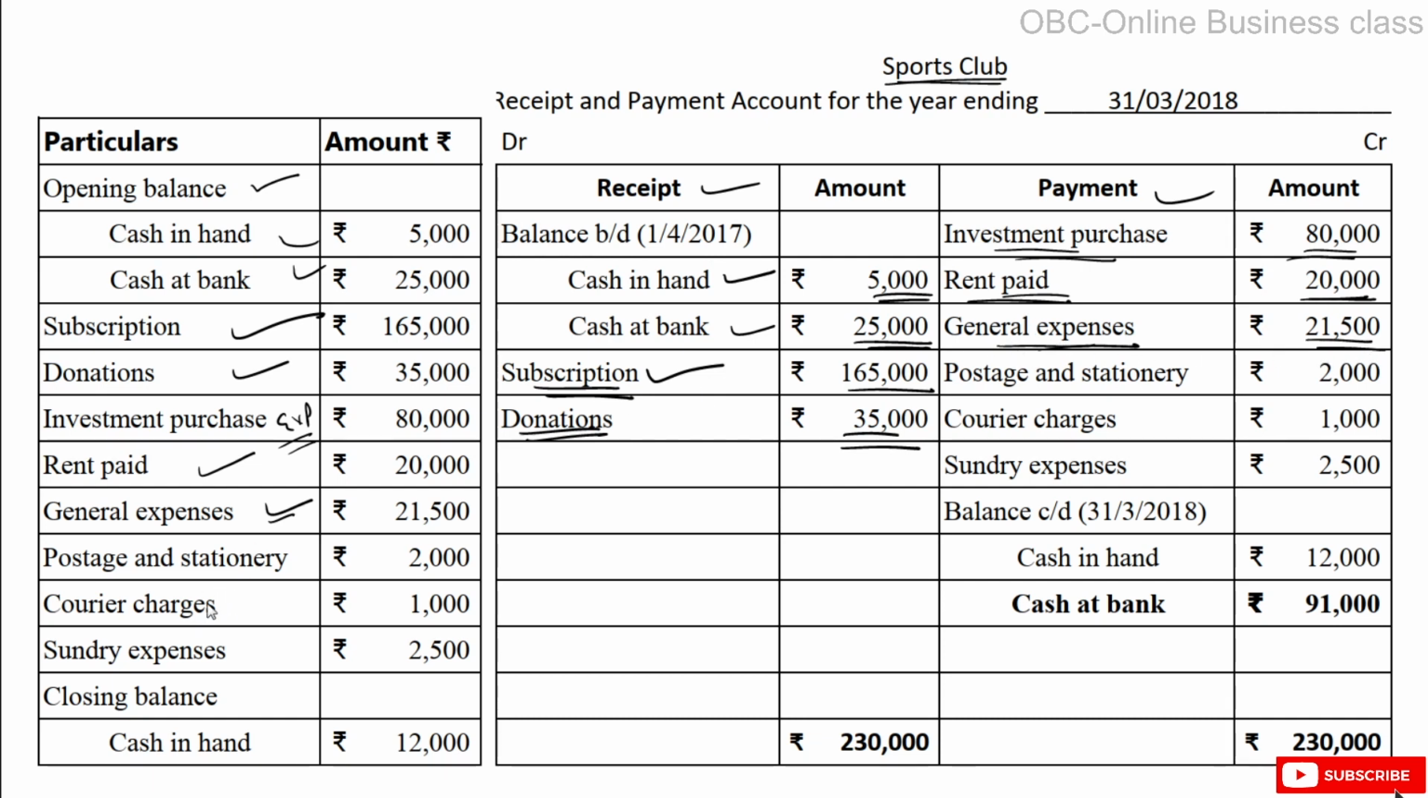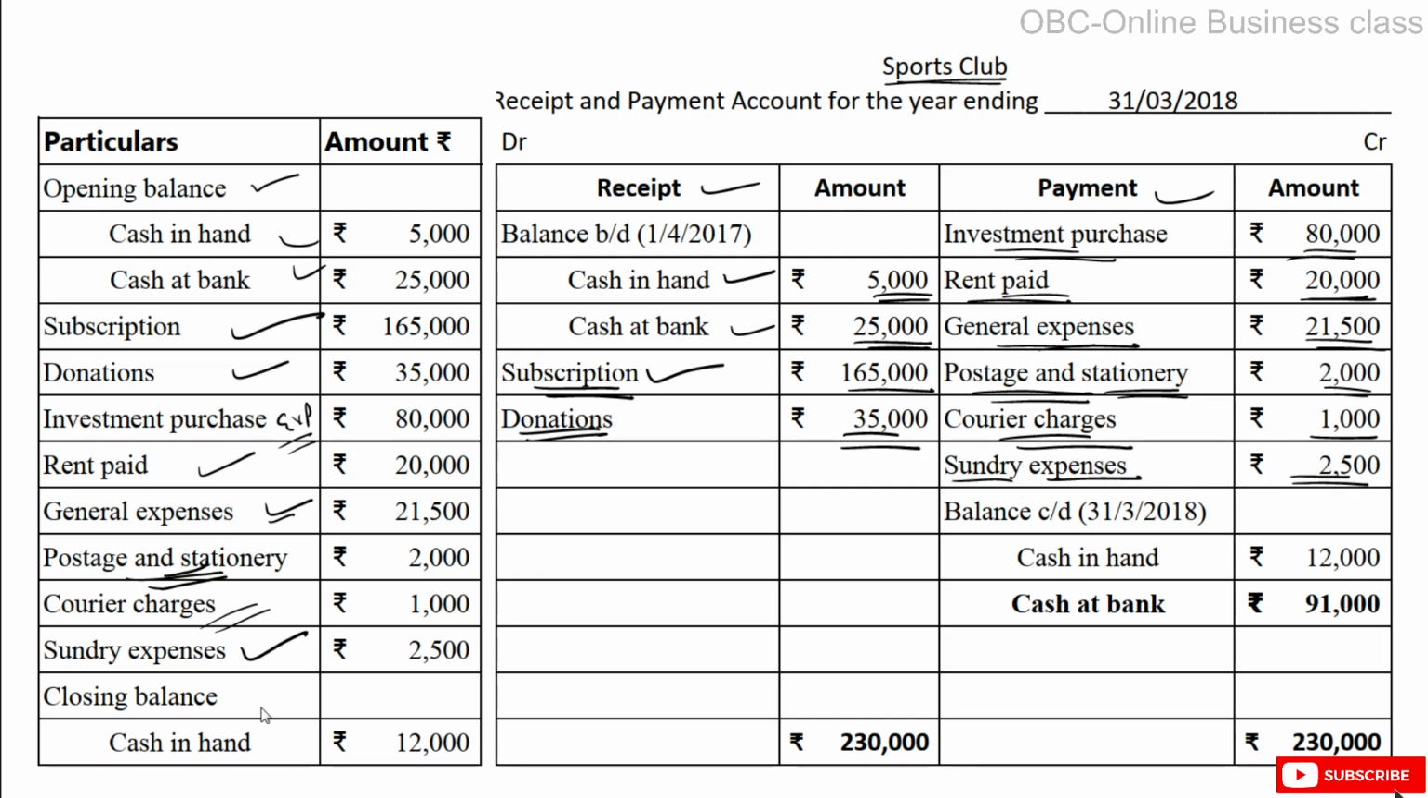Next is postage and stationery. You are just spending on postage, stationery, so that will be recorded in payment side saying that postage and stationery 2,000 rupees. Next is courier charges. Courier charges is also an expense, that will be posted again in payment side saying that courier charges 1,000 rupees. Next is sundry expenses. Sundry expenses also posted in the payment side because that's an expense. We'll be posting in the payment side 2,500 rupees.